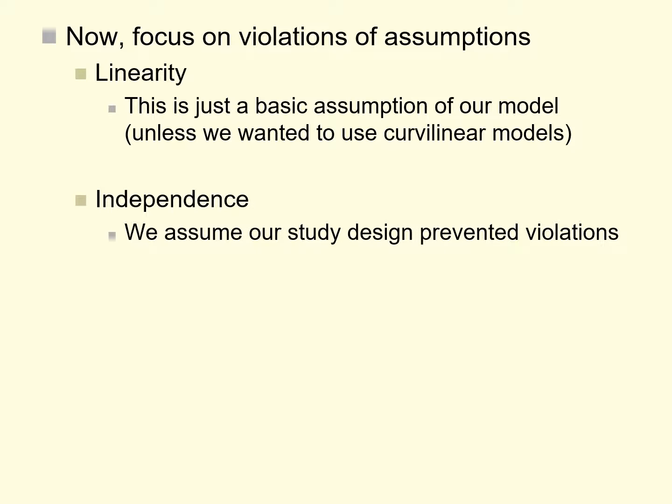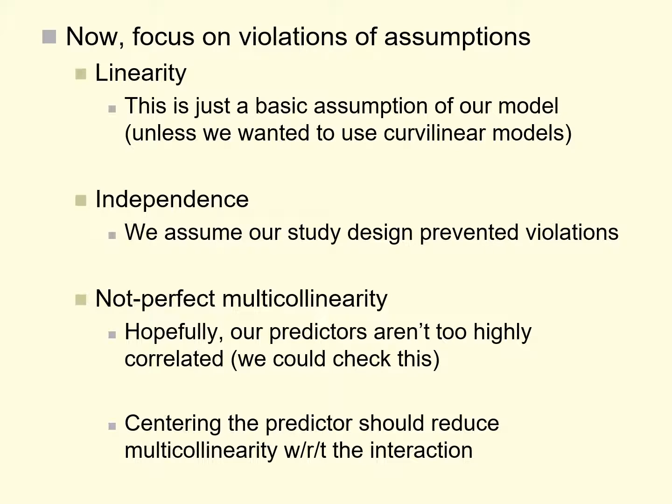We can think about the assumption of independence. Again, this is a matter of our design and our methods of our study. Hopefully we've designed our study and gathered data in such ways to minimize problems with non-independence. And then another assumption we have to make is the assumption of not perfect multicollinearity, or not perfect correlation between all of our variables. This is something that we can check on, and happily centering predictor variables is going to help decrease the one problem that we sometimes have with multicollinearity, which is multicollinearity between predictor variables and interaction terms that are made from them. So we've already kind of dealt with this a little bit.